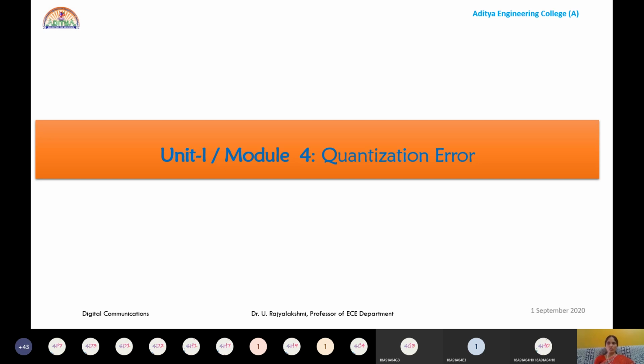Can you tell me how much bandwidth you require in order to transmit PCM signal? N into Fs by 2. In terms of FM, it is greater than or equal to N into FM. Fs is greater than or equal to 2FM, so replacing, N into 2FM divided by 2, it is greater than or equal to N into FM.